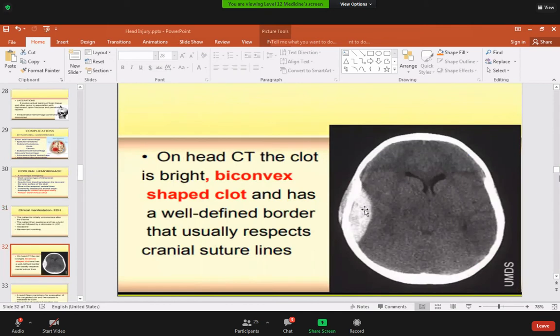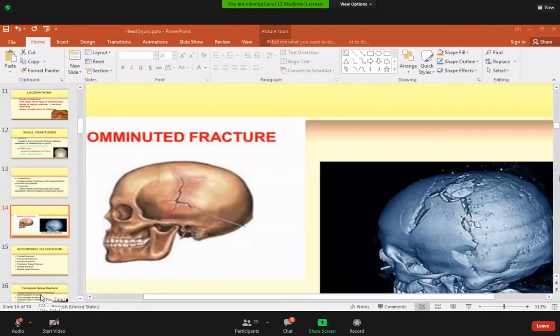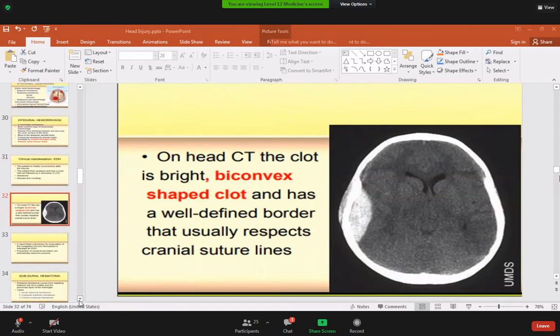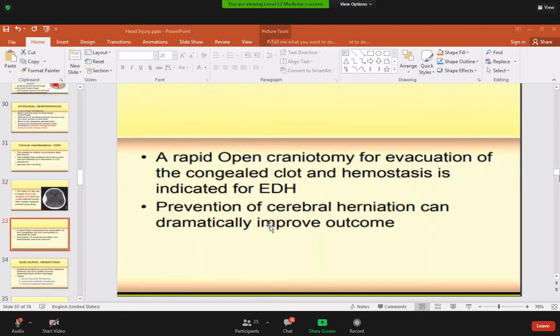Okay, now you can see this picture. The clot is bright and it is biconvex because the dura has elevated. The dura is here. This is the line of the dura. And it has a well-defined border because it is covered by the dural membrane. It has dura over it.